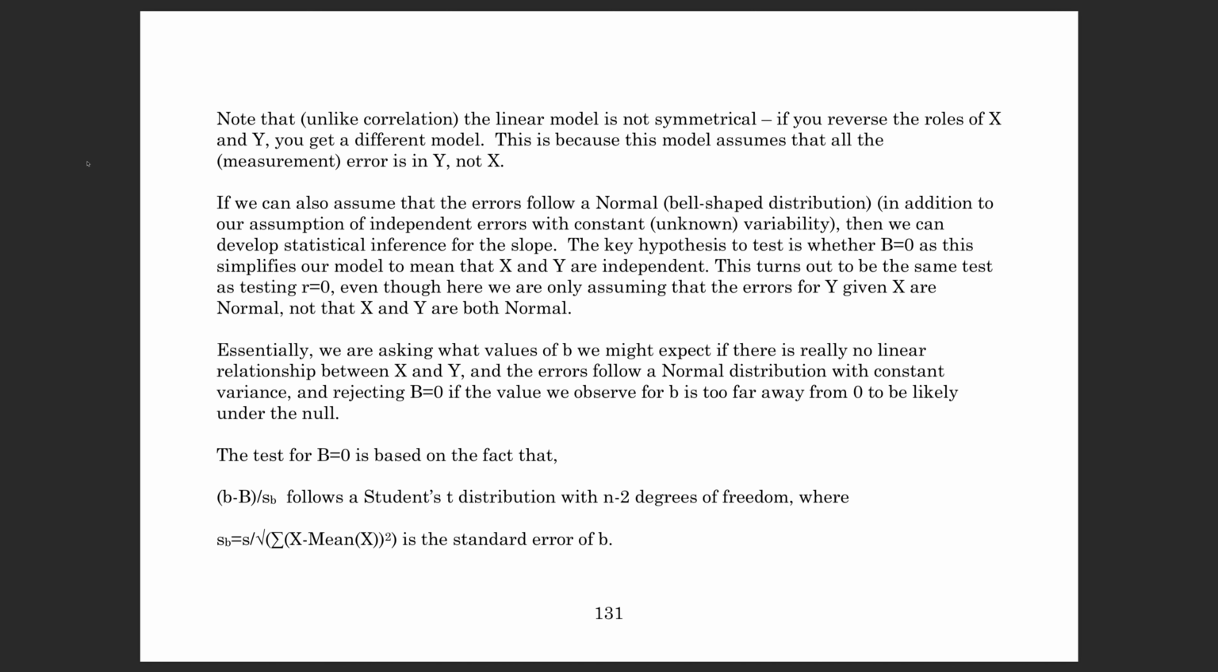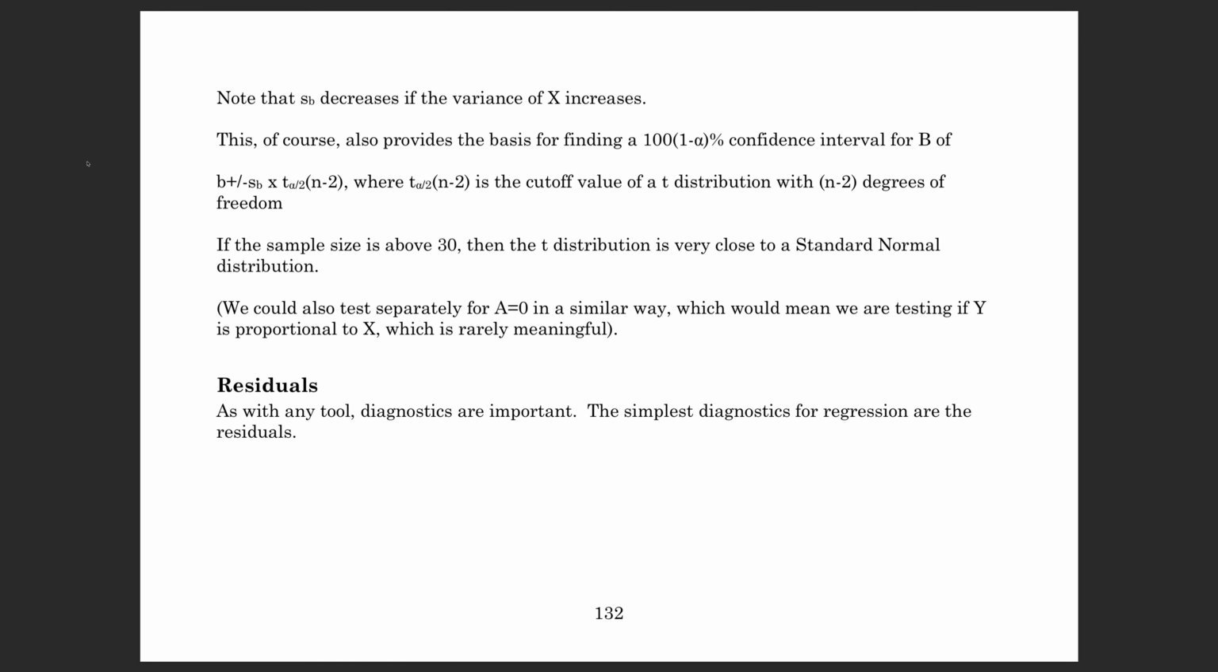So what is S_b? S_b is just S, the standard error, remember, scaled by something that looks like the variance of x. So this will give us the standard error of b. That tells us how to scale, because if S_b is small, that means we can quite sensitively test whether little b is different from capital B. If S_b is large, then we would need a big deviation of little b from big B before we can detect it. So notice that S_b will decrease if the variance of x increases.